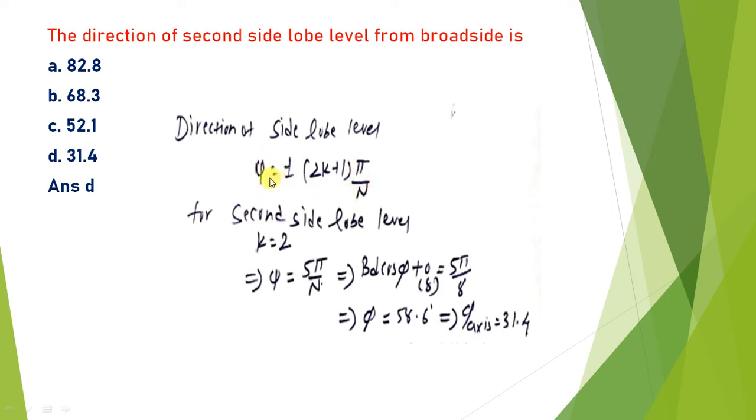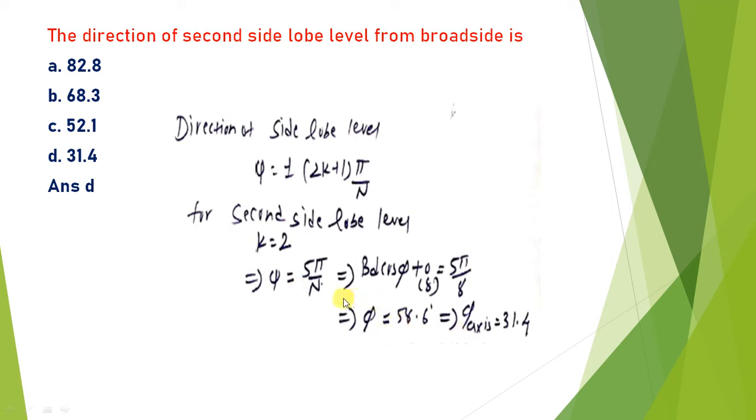And now what is psi? Psi is equal to beta d cos phi plus delta, delta equal to 0, beta equal to 2 pi by lambda, d is already given to you in the previous data, you refer to the previous data. So delta is equal to 0 and n is equal to 8. Put all these values and find out phi. So phi is equal to 58.6, roughly 59 degrees, and this is the angle from the axis, but we have to find the angle from the broadside. So 90 minus 58.6 will give you 31.4.